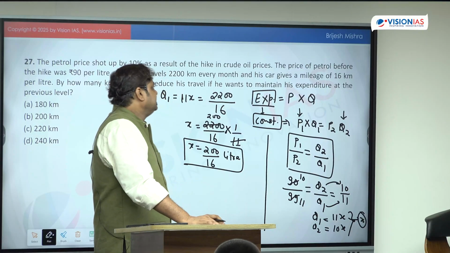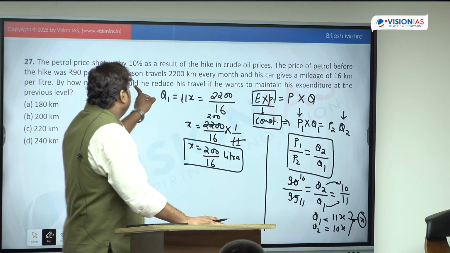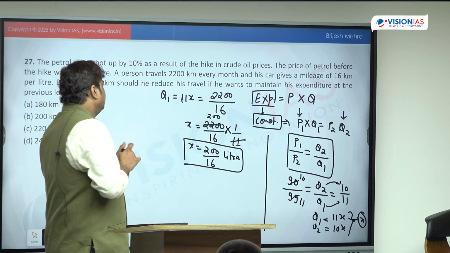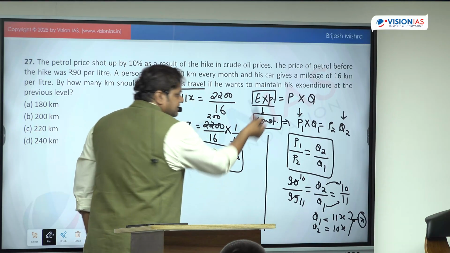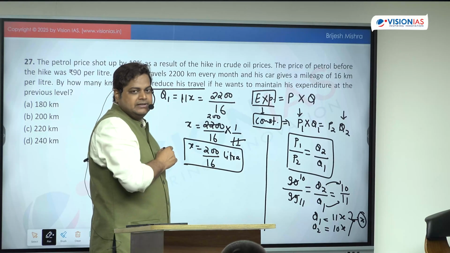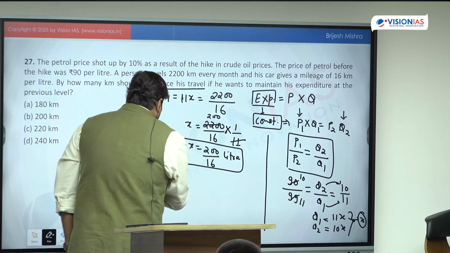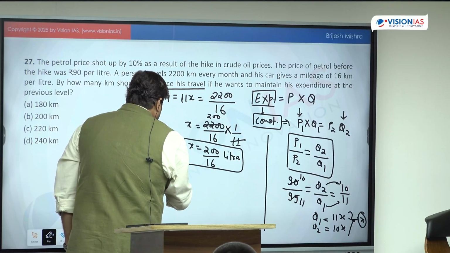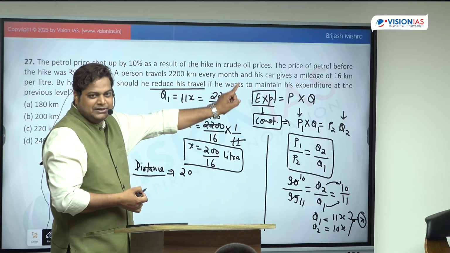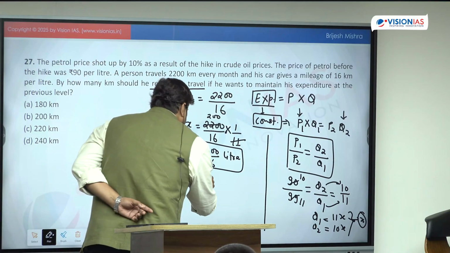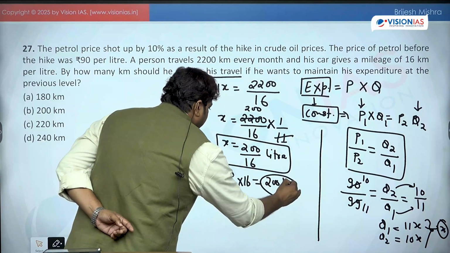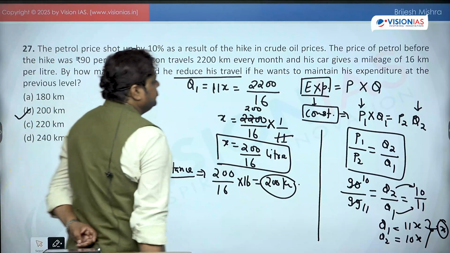अब इस lesser quantity से it is being asked by how many kilometers should he reduce his travel if he wants to maintain his expenditure at the previous level. So कितने से reduce करेगा? इतने लीटर से जितना ये travel कर रहा था, जितना distance that person was covering, वही reduce करेगा distance. So what distance this person is going to reduce? In 1 liter, 16 kilometers. So 200 by 16 liters में 200 kilometers. So basically 200 kilometers this person is going to reduce.